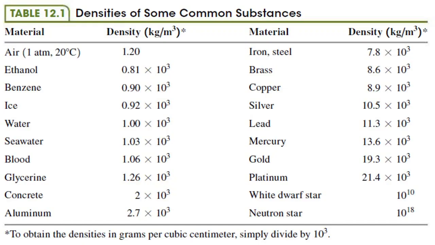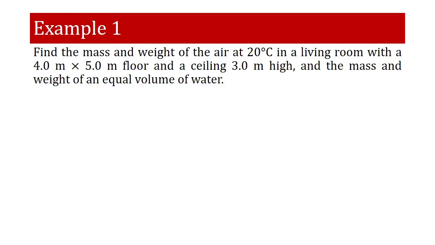Naa ta diha sa table 12.1 sa atong textbook, the densities of some common substances. You have from air, ethanol, until sa density sa stars you have there. Let's have our first example.